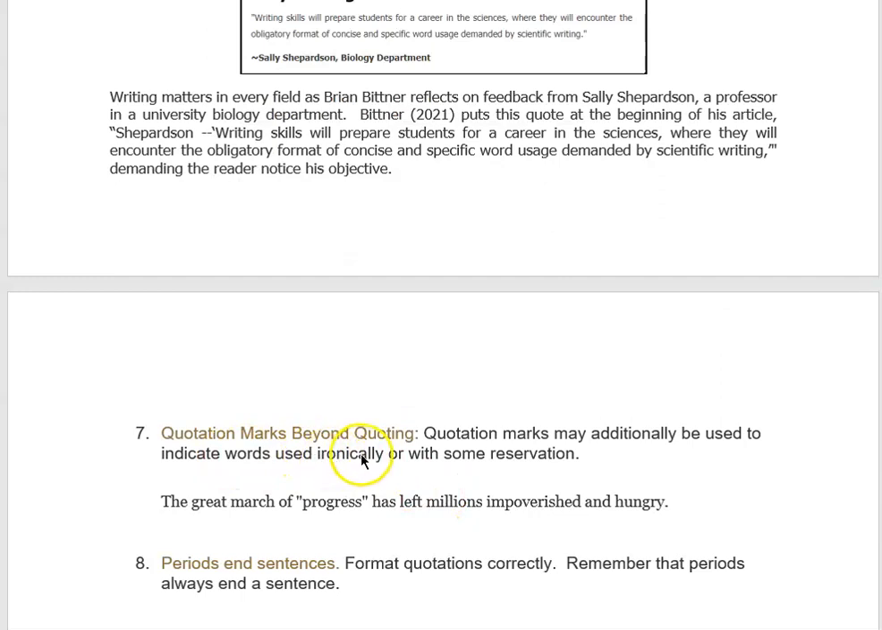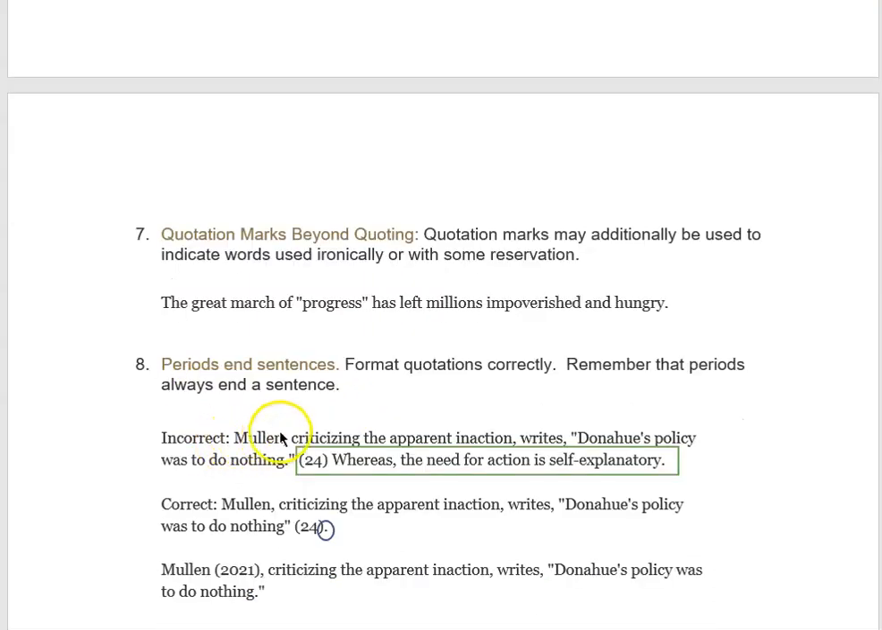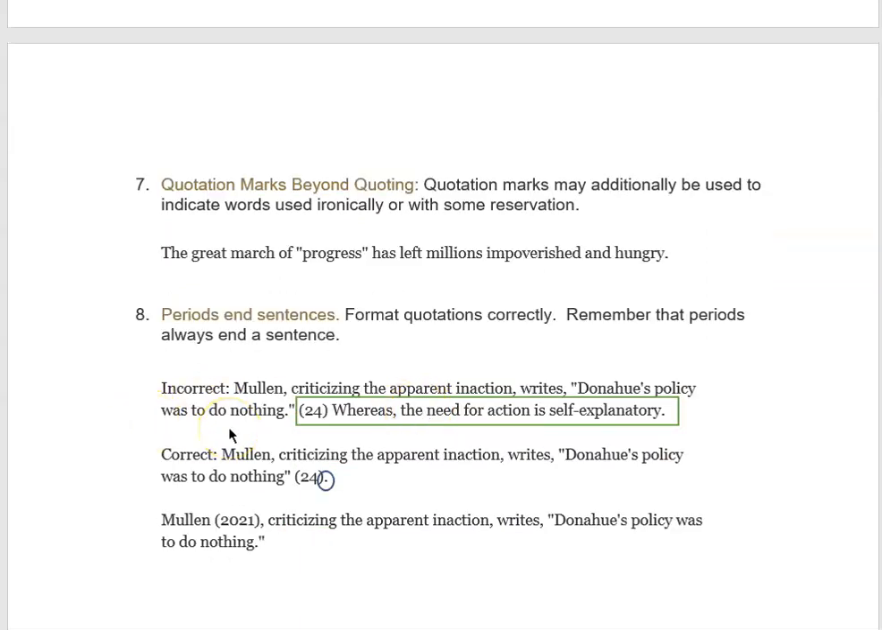And then quotation marks beyond quoting. If you want to emphasize something, I suggest instead of using quotation marks and maybe not being exactly sure how it works, just put that in italics. And then periods and sentences. You learned this in 3rd grade. Again, I saw a lot of these errors when you were writing up your stuff.